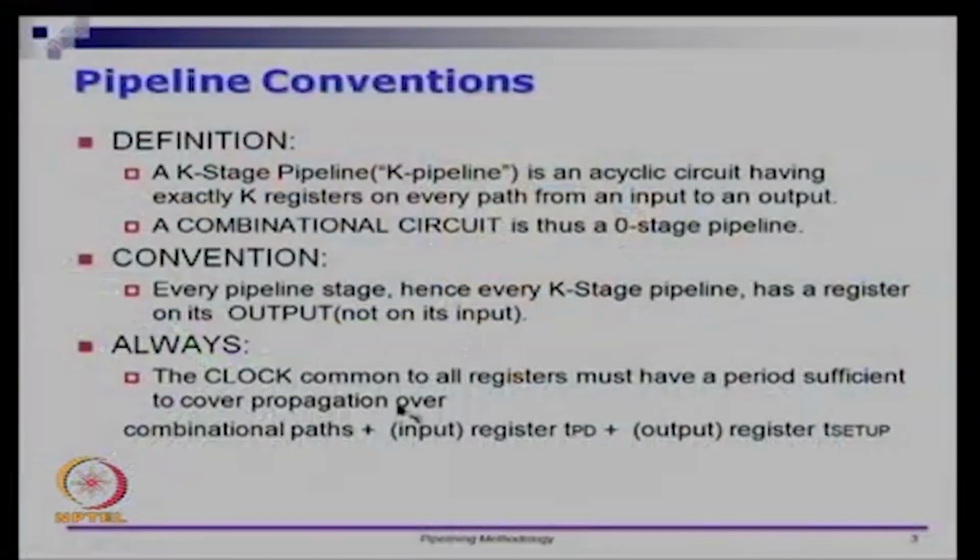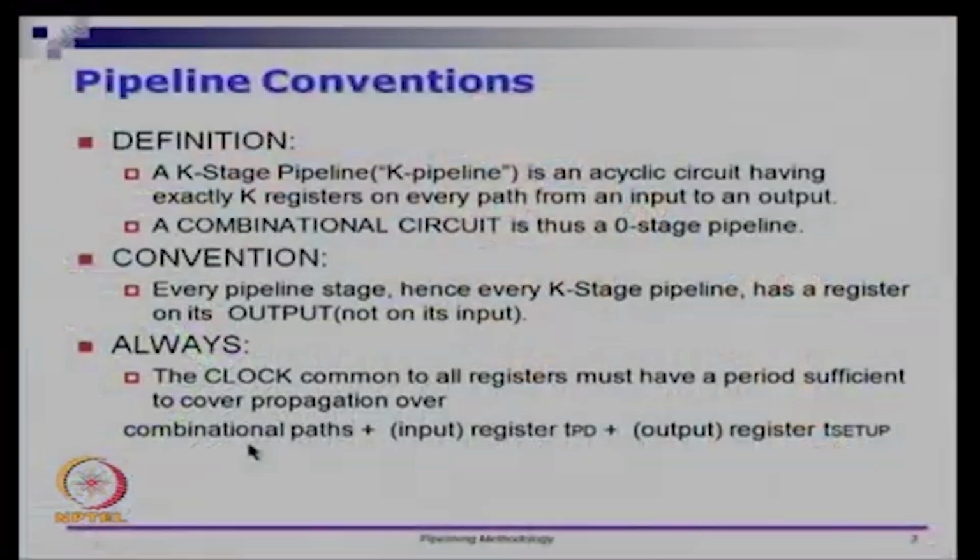The other convention that we have is that there is a clock that is common to all the registers and it must have a period that is sufficient to cover the propagation over the worst case. So I have a single clock that is supplied to all the flip-flops, and the time period of this clock should accommodate the worst case path across all the stages. What is the worst case path? We should look at combinational paths plus the input registers' propagation delay plus the output registers' setup time.